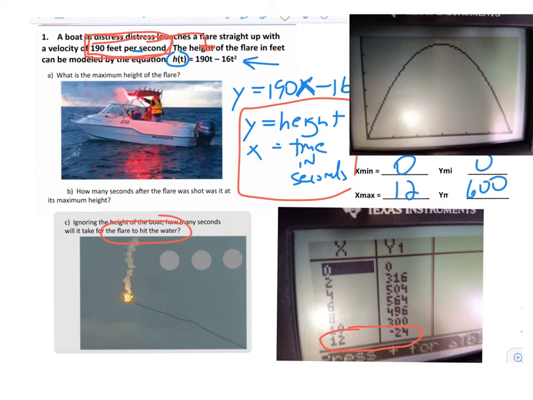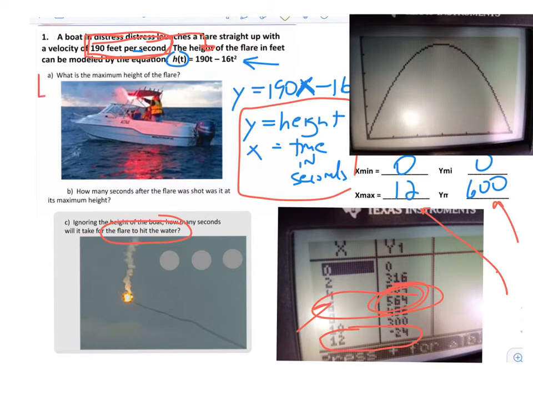So here you see that I decided to go from 0 to 12 for my x min and x max. And I went from 0 to about 600 because the biggest number that I saw in the y column was about 564. Now that doesn't mean 564 is the absolute maximum. Maybe the maximum occurred at 5 seconds or something, and 5 is not on my table. I'm just trying to get a ballpark as far as what would be a good viewing window to see what we need to see.